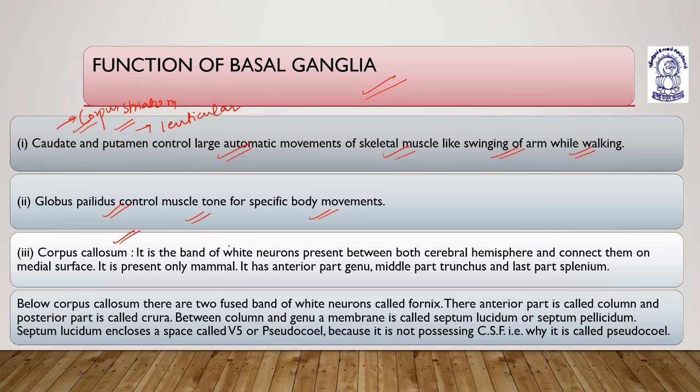Corpus callosum is the band of white neurons present between both cerebral hemispheres, connecting them on the medial surface. It is present only in mammals. It has an anterior part, the genu, a middle part, the truncus, and a last part, the splenium. So the corpus callosum also has three parts.